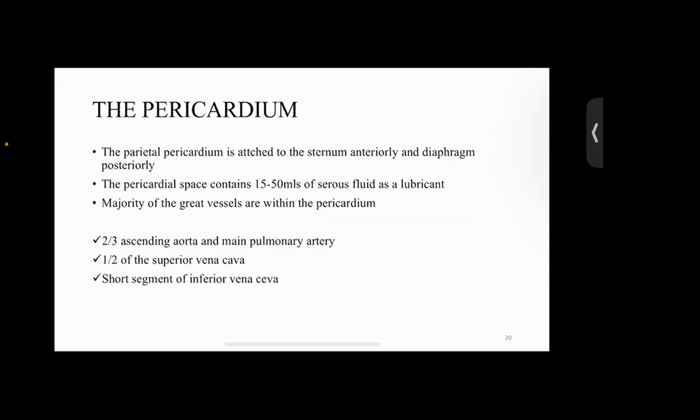Now the pericardium. The parietal pericardium is attached to the sternum anteriorly and to the diaphragm posteriorly. The pericardial space contains about 15 to 50 mL of serous fluid as a lubricant. The majority of the great vessels are within the pericardium: two-thirds of the ascending aorta and main pulmonary artery, half of the superior vena cava, and a short segment of the inferior vena cava. So this is important in cases where we have constrictive pericarditis.